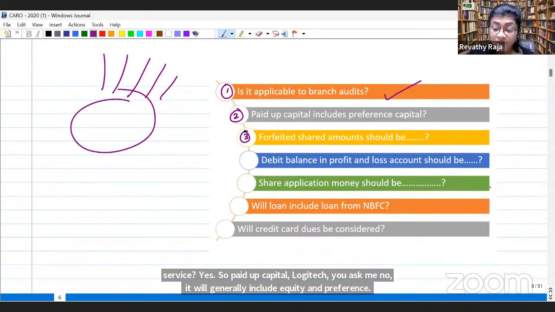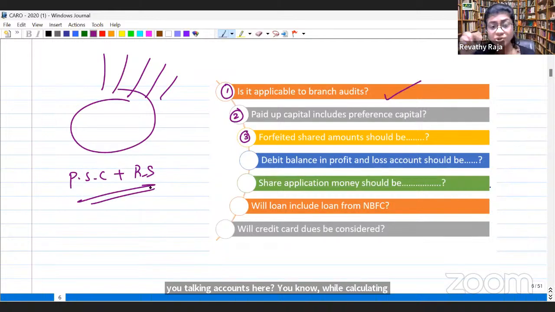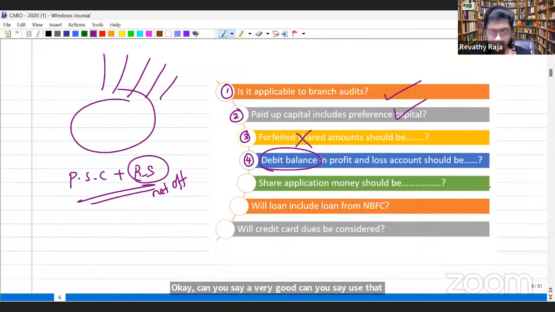Now, if there is a forfeited amount, share forfeited, you guys know, right? If there's a forfeited amount, what should be done? Forfeited amount should be deducted. Why am I talking accounts here? While calculating paid up capital plus reserves and surplus, what should be included, what should be excluded? Preference you will include. Forfeited shares you will reduce. Assume that there was a debit balance in the P&L account. While calculating reserves and surplus, instead of saying deducted, use the word net off. Because in auditing, whenever you do a question, you have to write theory, so use that word net off.